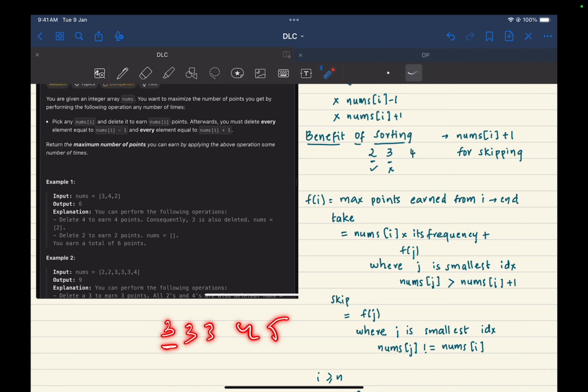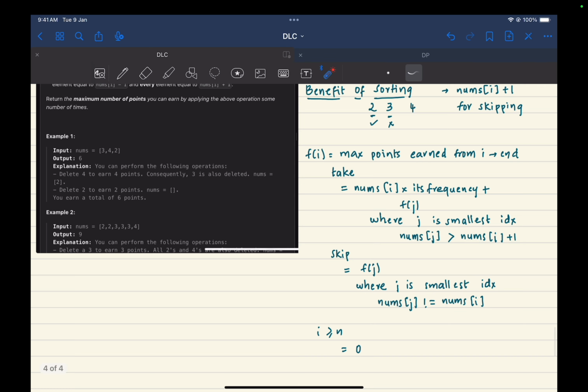If I skip 3, that means I have to skip all the 3s which are present over here. Okay, and then only I can take 4. So I have to find the smallest index j such that nums of j is not equal to nums of I. That is what we have to find, and my answer will be coming from f of j basically. Now what is the base case?